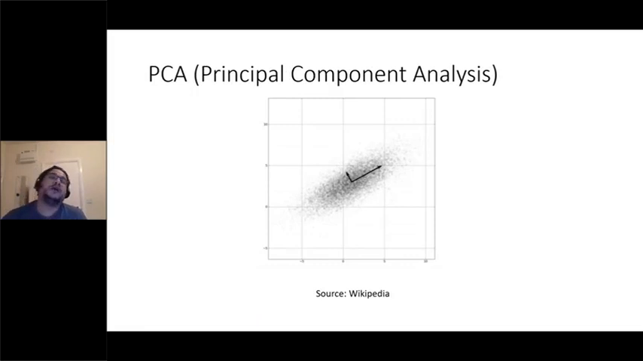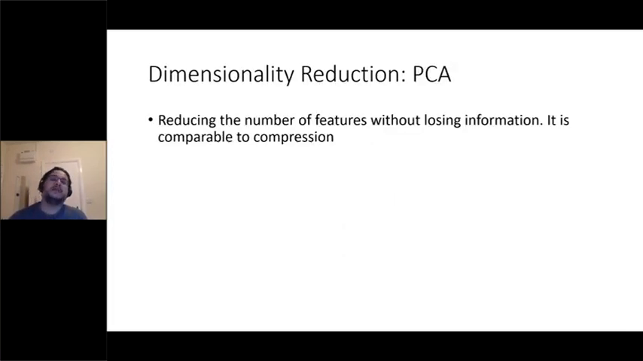So now let's look at another aspect of unsupervised learning. We have clustering, which is a family of many algorithms, and we have dimensionality reduction, which is also unsupervised. What it does is reduce the number of features without losing information. You have here your data set.